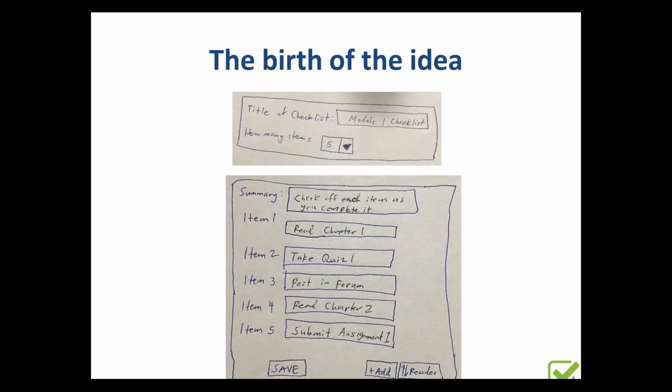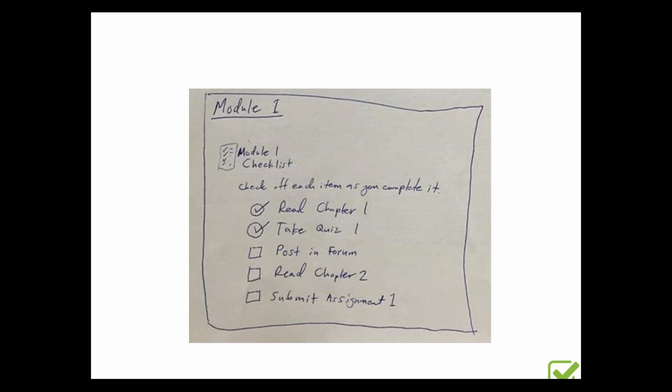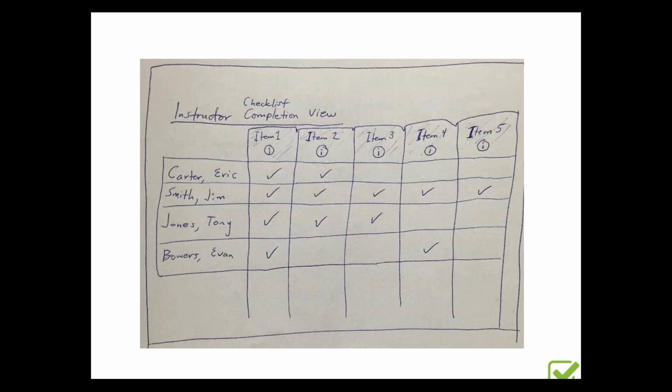You'll see that you give it a title, decide how many items you want, and define these items, with the ability to add more at any time or reorder them, and what it might look like for the student so that they can see where they're at in the module. A nice feature that we dreamt of initially was, wouldn't it be nice if the instructor could see which students have checked off which items?